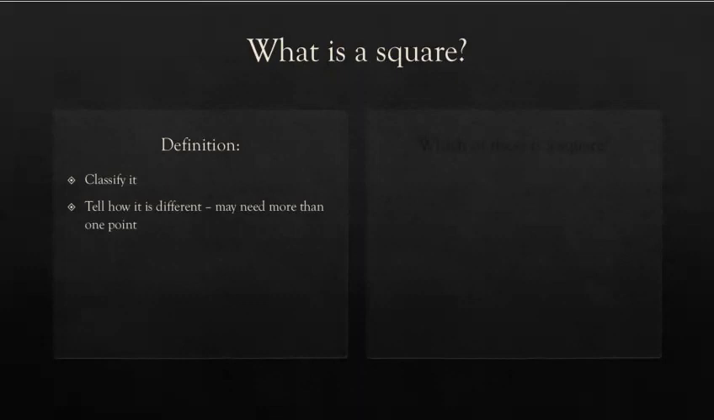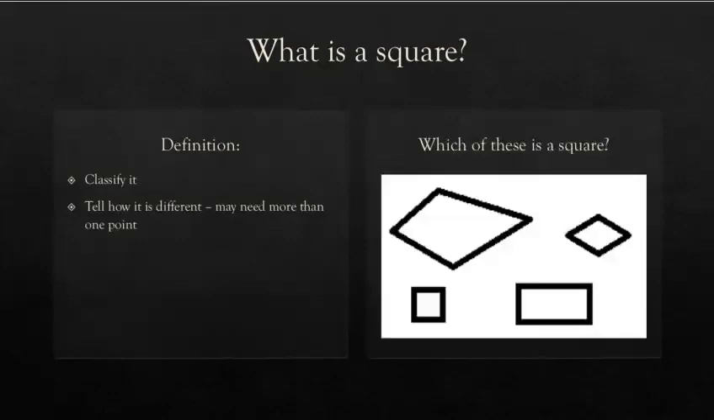Are you saying that all the sides are the same length? Okay, let's try out that definition. Which of these are squares? I think we know just by looking that this is the only square. So this is a four-sided figure, but the sides aren't the same length. This is a four-sided figure, but the sides aren't the same length. This one's a four-sided figure, and it looks like the sides are the same length. Why is it not a square?